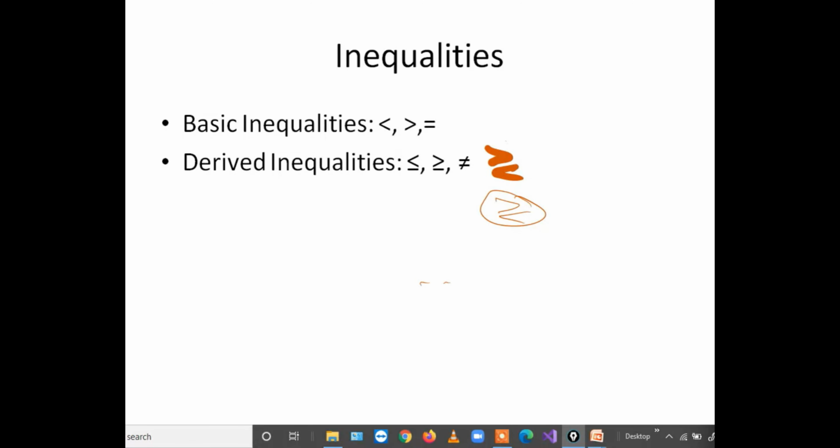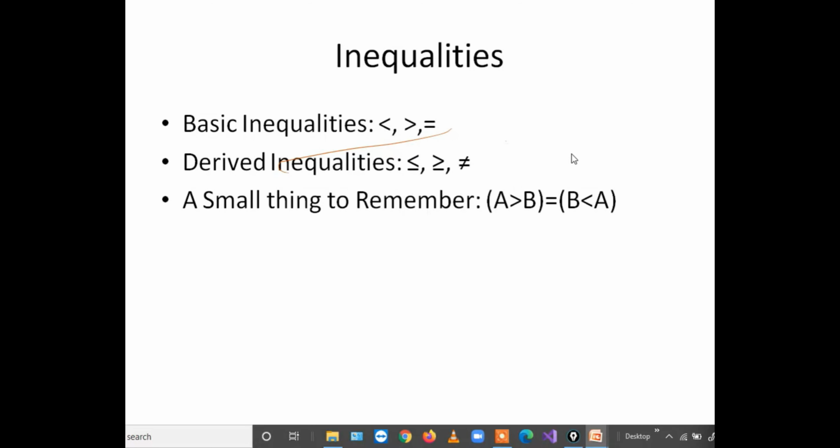And here we need to remember one small point, already known point only. What is that one? a greater than b is exactly the same as b less than a. So both are actually equal. Already known point, but just remember this point. Okay. Here we'll see a small example.